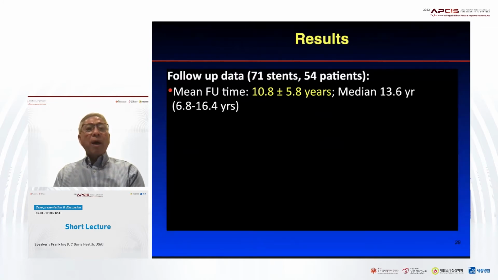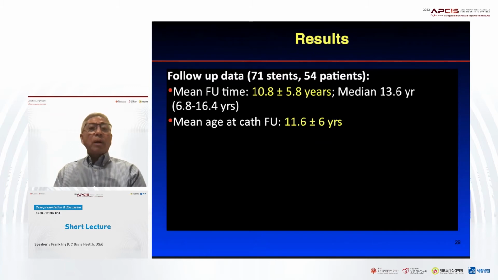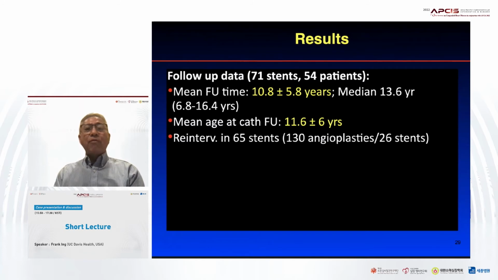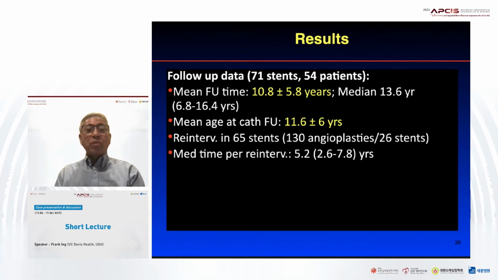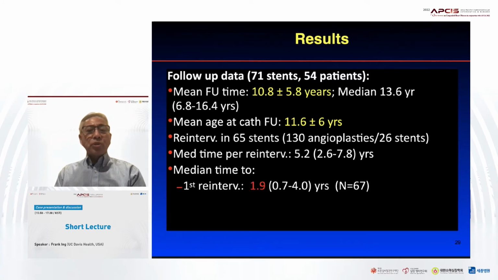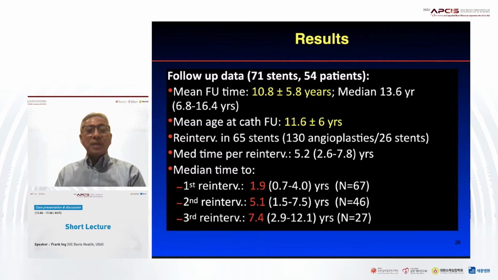If you look at the results in follow-up, over 10 years now, the mean age at this point is about 11.6 years, and many of them did require reintervention, including angioplasty and additional stenting. I would submit that the angioplasty is mostly due to somatic growth, and I'll show you that data later. The mean time between the interventions is about 5 years, but between the initial implant and the first intervention, it was about 1.9 years. Between the first and the second, it increased to 5 years, and between the second and third, 7 years. So as you get further out, the time between interventions increases.